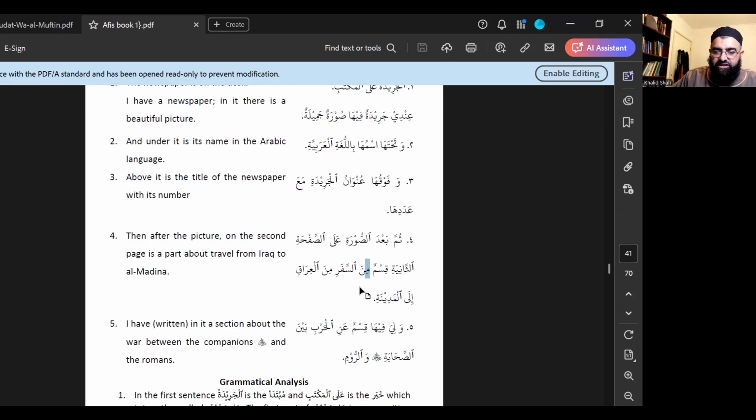Sorry, this is a mistake here. This should be an. So an is safari, about the, not min. So here min is correct, but this should be an. So you can correct that in your books, inshallah.